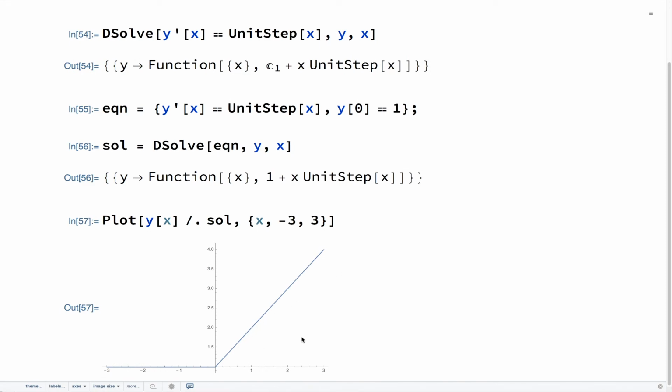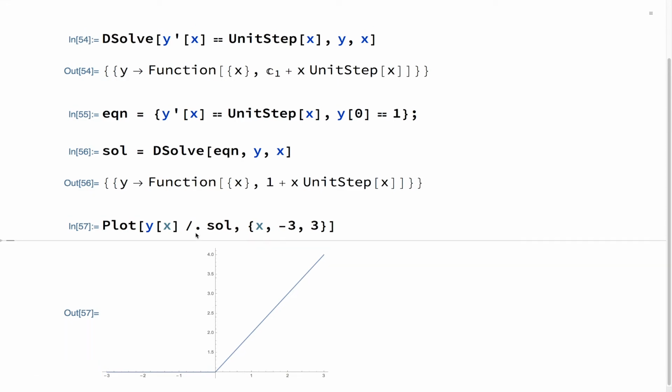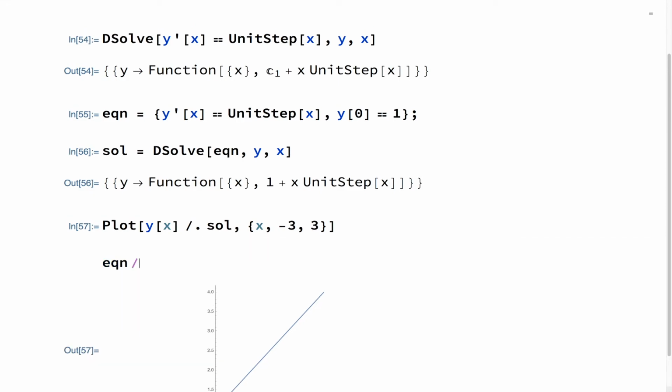So the solution can be plotted in the usual way, and you can notice from that the solution is continuous but not differentiable when x is equal to 0. So is there a way we can verify that as well? Let's verify that, and we can verify it by doing this. We solve it for the equation, for the first solution, and we want to see it for x equal to 0.